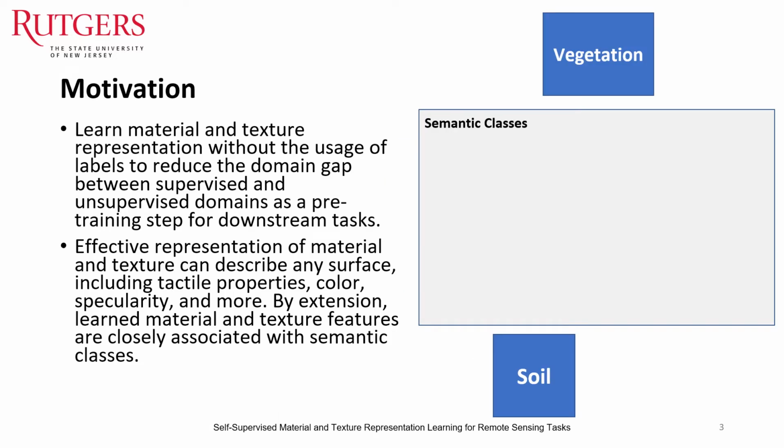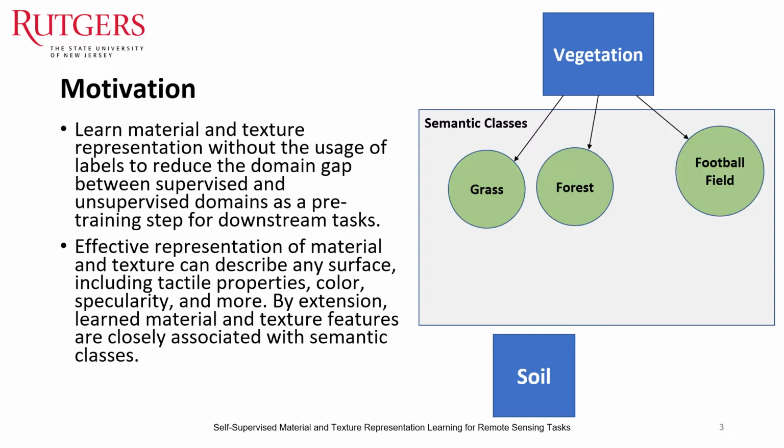In this work, we look at material and texture representation learning. And now, why is material and texture representation important? Say we can describe material and texture. That means that we can also describe most or all semantic classes. So vegetation representation may be related to the semantic classes of grass, forest, or football field, while soil representation may be related to the semantic classes of forest or construction site.